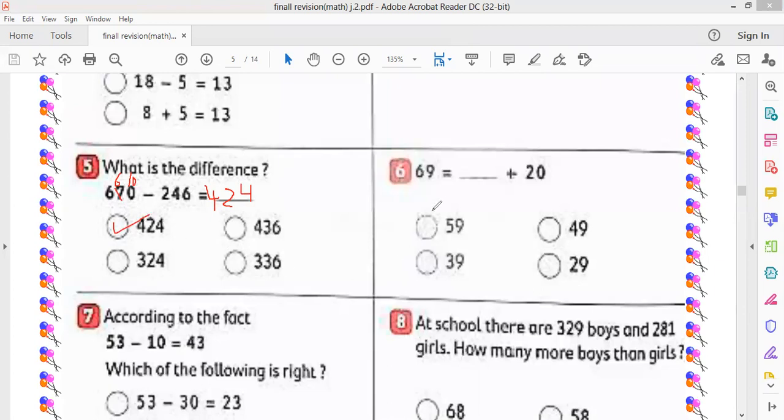Question number 6. 69 equals what plus 20? To find the missing number, we subtract. 9 minus 0, 9. And 6 minus 2, 4. 49.